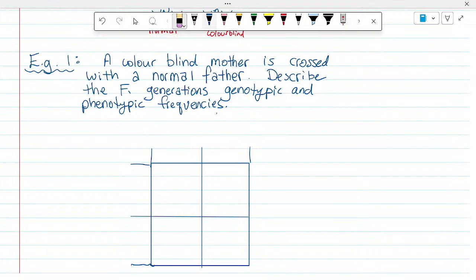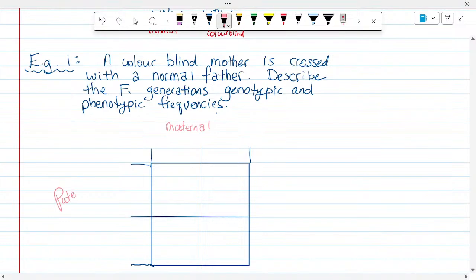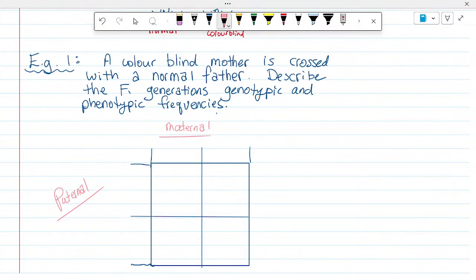So please, I want you to take 2 minutes and figure this out yourself. We normally put the mother up here, right? We put maternal up here. We put the paternal over here. You know how to do a Punnett square at this point. This isn't even a dihybrid cross. This is just a good old-fashioned monohybrid cross. We're looking at one trait: color vision.